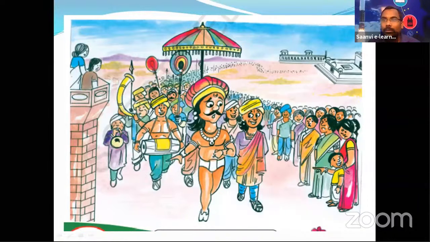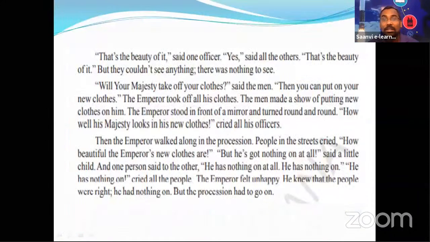See, that is the beauty of it, said one officer. Yes, said all the others. That is the beauty of it. But they couldn't see anything. There was nothing to see. Actually, there was no cloth at all. These weavers acted like they were making clothes and cheating the emperor. But the emperor didn't want to accept that he was a fool. That's why he said that there was cloth on the looms, there was cloth on the hands of the weavers, and he himself was saying that the cloth was beautiful.